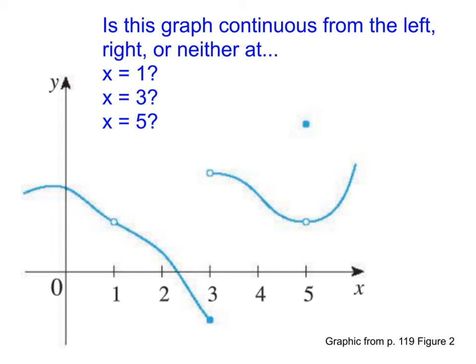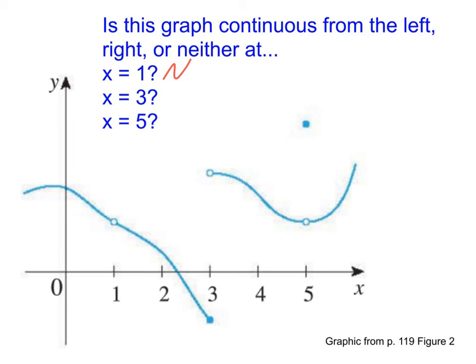Is it continuous from the right, though? No, for the same reason. So, this one is neither. At x equals 3 here, is this one continuous from the left? Yes. Well, as I'm following it down, I'm approaching wherever this point is, and notice we actually do have a value there. So yes, it is continuous from the left.